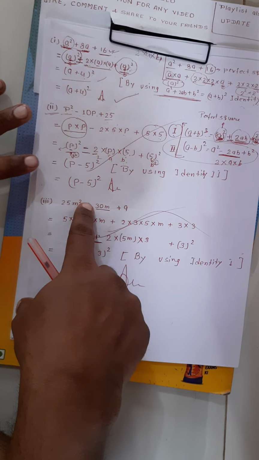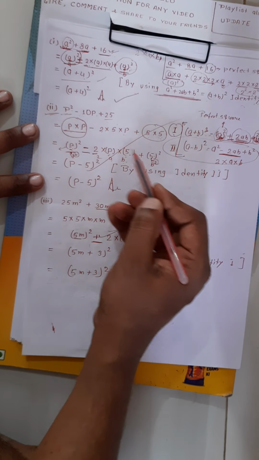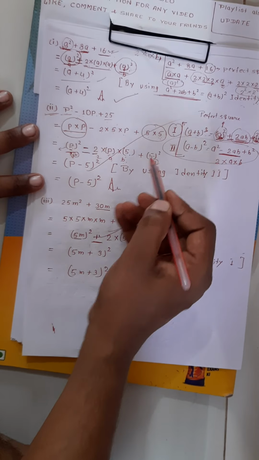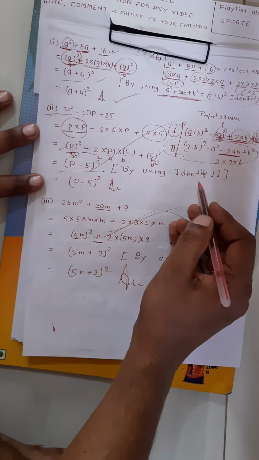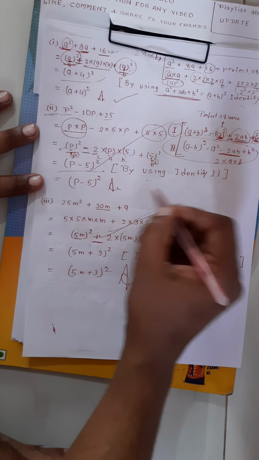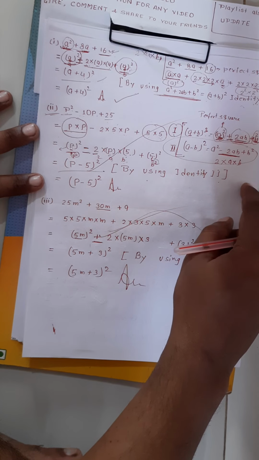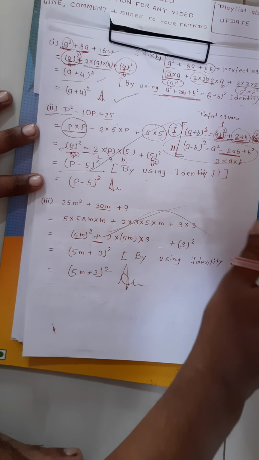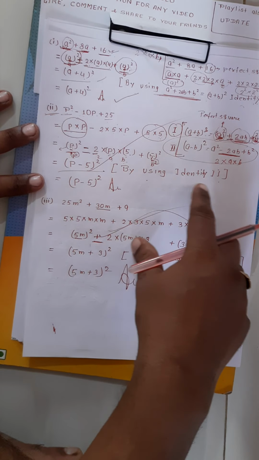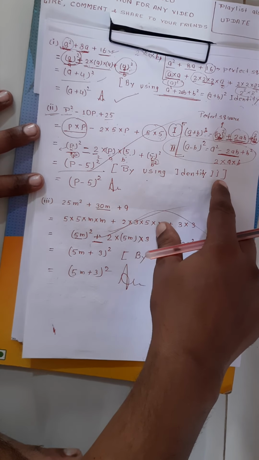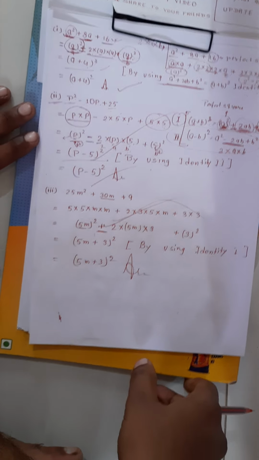So we will apply here identity number second. Our value will be a minus b whole square, means (p minus 5) whole square. You can write it by using the a square minus 2ab plus b square is equal to a minus b whole square identity. So this will be our answer. Understand?